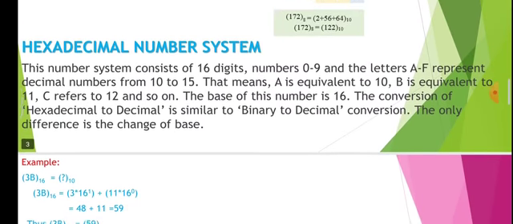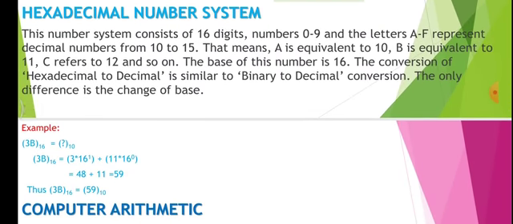Next is hexadecimal number system. Hexa means 16. This number system consists of 16 digits, numbers 0 to 9 and the letters A to F, which represent decimal numbers from 10 to 15. That means A is equivalent to 10, B is equivalent to 11, C refers to 12 and so on. The base of this number system is 16. The conversion of hexadecimal to decimal is similar to binary to decimal conversion. The only difference is the change of base.